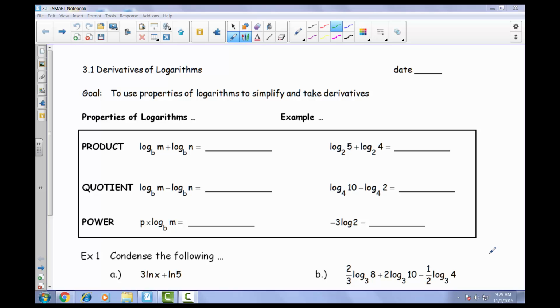Here we are looking at 3.1, which is derivative of logarithms. Before we get into all these derivatives, let's recap some of these properties that we've learned in some of our previous classes.